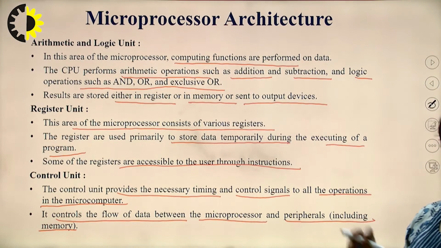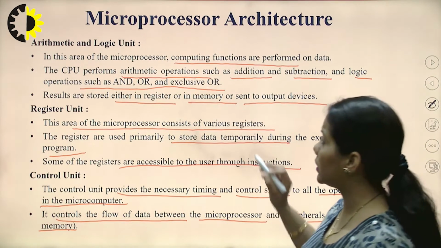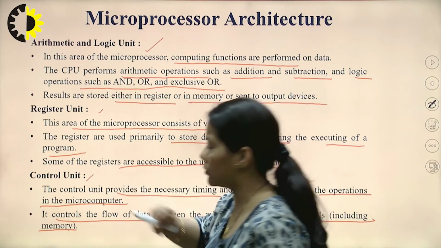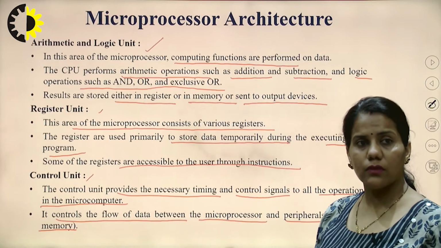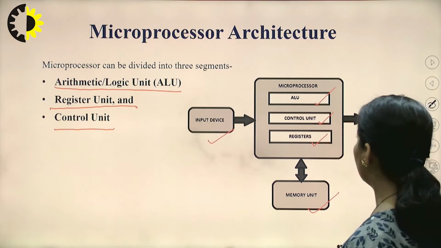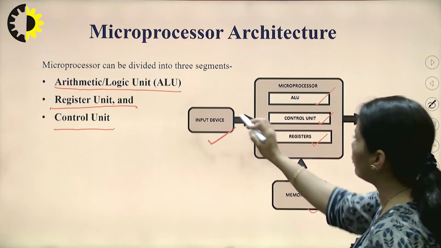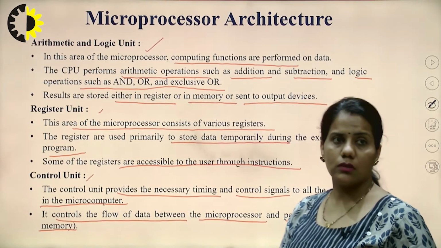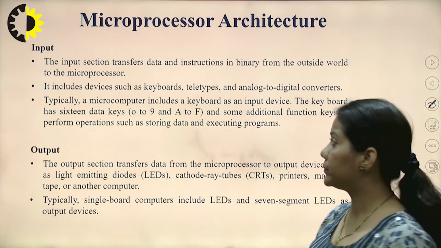So, on the broader aspect, we have well understood these three terms, that is arithmetic and logic unit, register unit and control unit. Now, as we saw in the diagram, though this is the microprocessor, the microprocessor system is made up of input device, output device as well as the memory unit. So, let us go into details of these components.